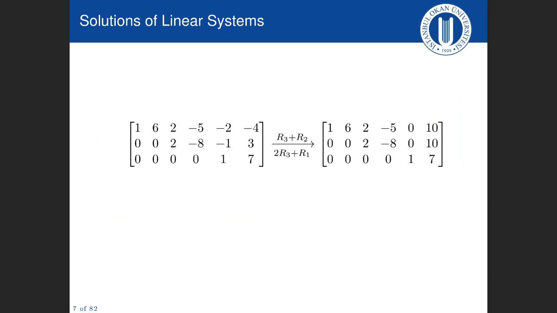I'm going to do two elementary row operations at the same time. I'm going to do R3 plus R2, and that will be the new row 2. And I'm going to do 2 times row 3 plus row 1, and that will be the new row 1. That gives me some zeros just here. I also want 1 just here. I want every pivot to be 1, and above every pivot I want every entry to be 0. So I want 0 above the pivot.